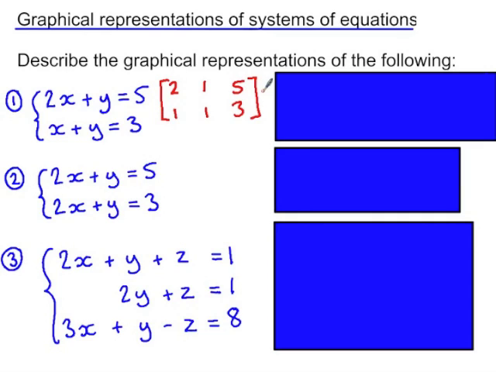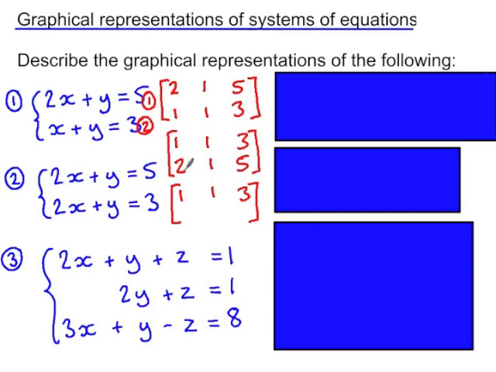And I'm going to perform some row operations to get my matrix into row echelon form. Firstly, I'm going to swap row 1 and row 2 around because it's nice to have a 1 in the top left hand corner. Then I'm going to replace row 2 with row 2 take 2 lots of row 1. So this is telling me that negative y equals negative 1, which means that y is 1 and x plus y is 3, and therefore x must be 2.